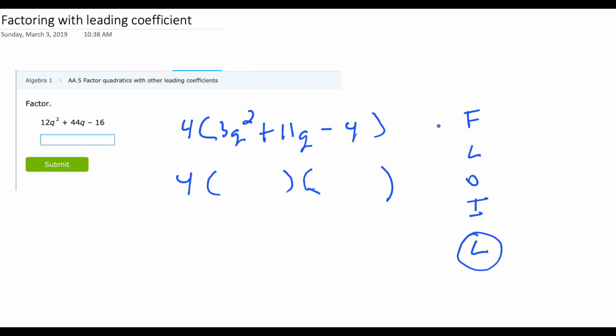Okay, so how do we get our first? 3 and 1. Right, so I'll put 3q and 1q. So our first is taken care of. Now let's take care of our last. How do we get 4? 4 and 1. I'll put the 4 there, put the 1 there, and we're going to go outside, multiply those together, plus inside.